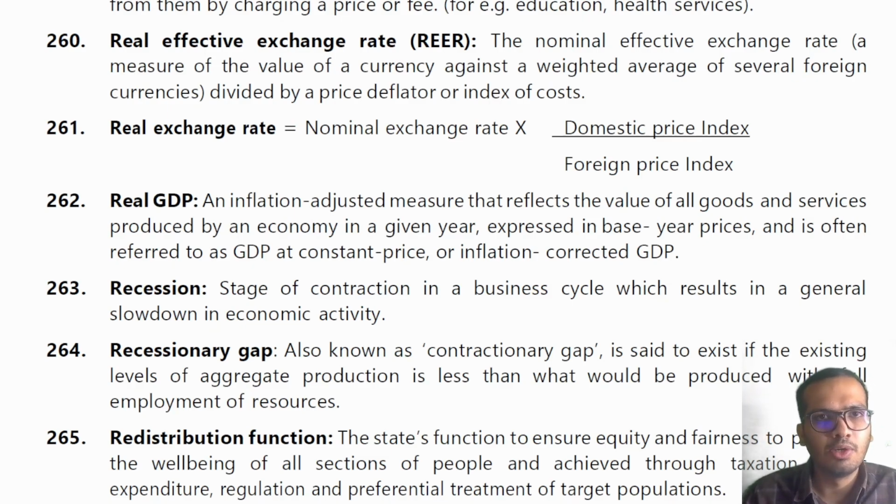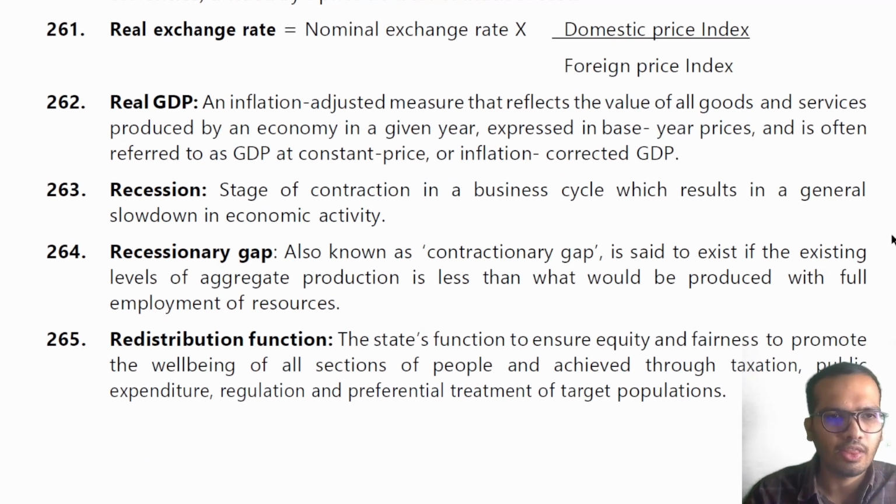Then comes number 262, real GDP. So it's a national inflation adjusted measure that reflects the value of all goods and services produced by an economy in a given year, expressed in base year prices, and is often referred to as GDP at constant prices or inflation corrected GDP. So all the three are one and the same.